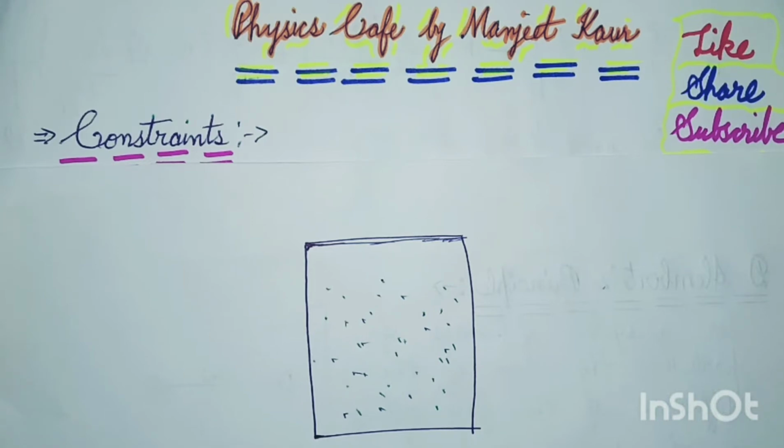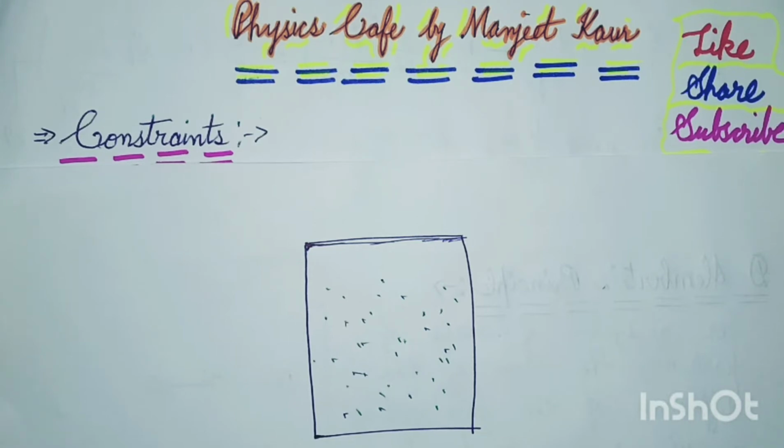In today's video, we will study about constraint and its types. Our first type is holonomic and non-holonomic constraint. Our second type is rheonomous and scleronomous constraint. So first, we will discuss its definition.